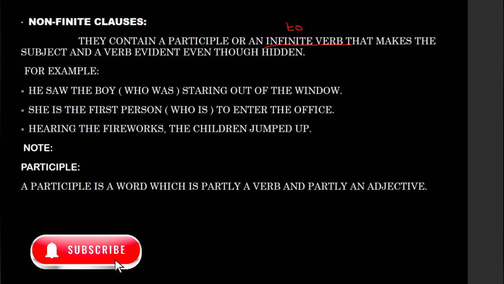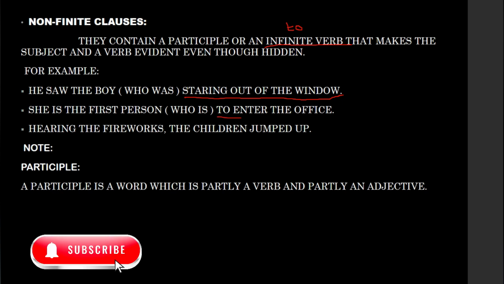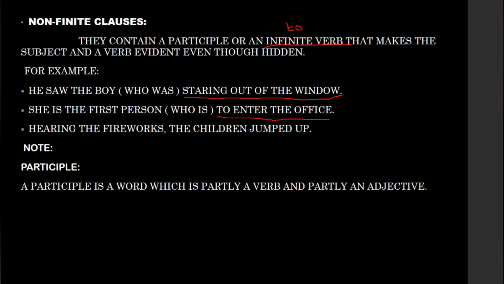For example, let's see these examples. He saw the boy staring out of the window. Here, "staring out of the window" is a non-finite clause, and our subject "who was" is hidden in there. The next one: she is the first person to enter the office. So "to enter the office" is a non-finite clause. We can say that "to enter" is an infinitive verb; we add the word "to" to the base verb. The next one: hearing the fireworks, the children jumped up. So here "hearing the fireworks" is our non-finite clause.